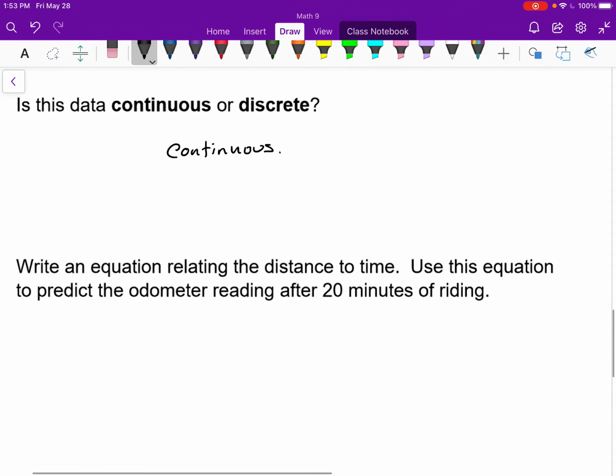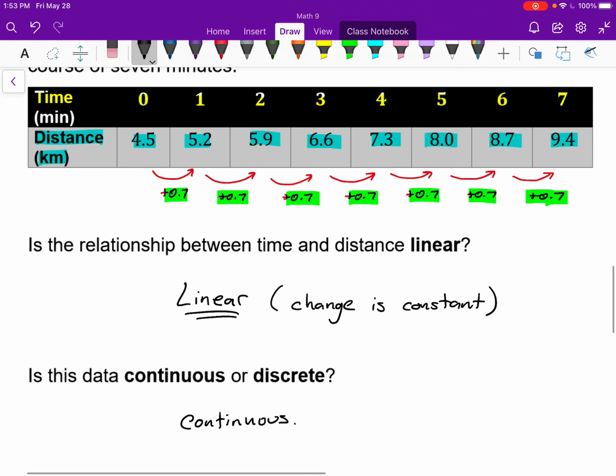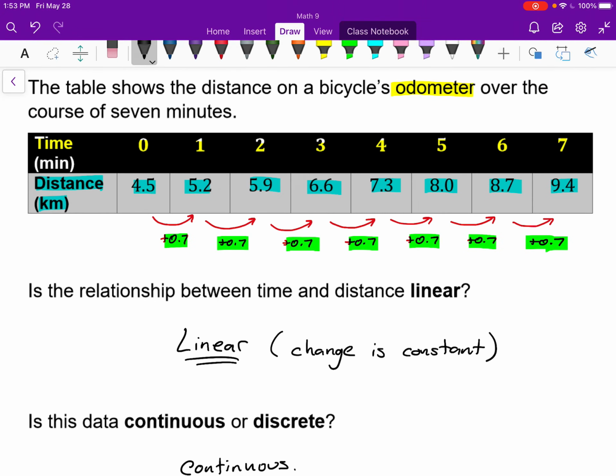And so now, what is an equation that relates distance to time? And then use this equation to predict the odometer reading after 20 minutes. So I've already seen this pattern. We've already seen this linear pattern that we're going up by 0.7 every time. So how can I express this pattern, though? How can I express this relationship, but specifically talking about the connection between distance and time?